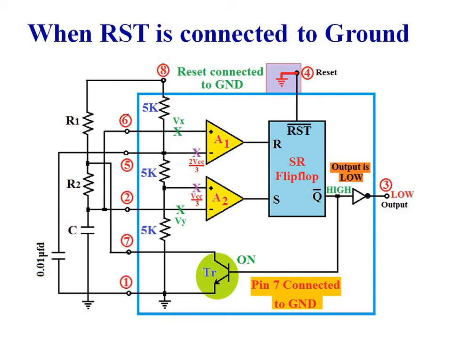As Q bar is high, transistor TR's base emitter junction is forward biased, so transistor TR is in the on condition. As transistor TR is on, pin number 7 is connected to ground through the on transistor TR. So capacitance will not charge, it will be in the discharged condition.